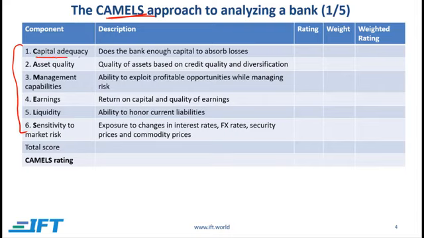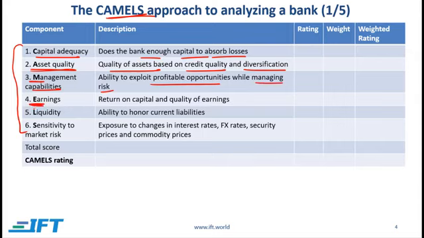C stands for capital adequacy, which deals with whether a bank has enough capital to absorb losses. The A stands for asset quality. This has to do with the quality of assets, which is based on the credit quality of the assets as well as how well the assets are diversified. M stands for management capabilities. This has to do with management's ability to exploit profitable opportunities while managing risk.